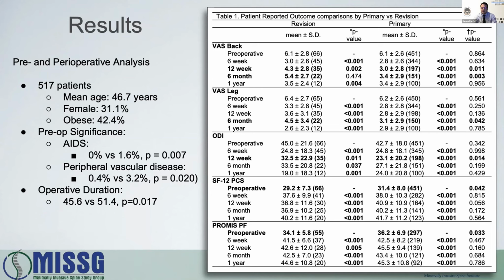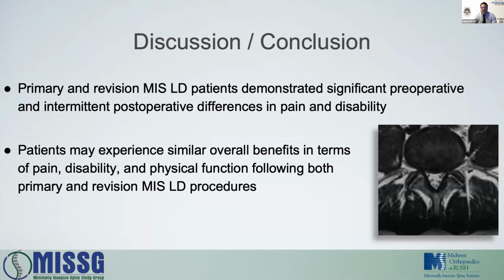Revision patients reported poorer preoperative physical function and worse pain and disability at 12 weeks and 6 months postoperatively. However, by 1 year, no differences were observed in any of the primary outcome measures. In conclusion, although significant differences were demonstrated at preoperative and several intermediate time points, patients may experience similar long-term benefits in terms of pain, disability, and physical function following both primary and revision minimally invasive lumbar decompression procedures.